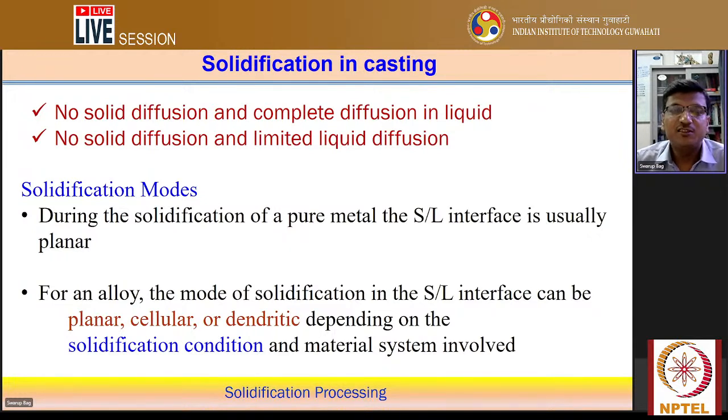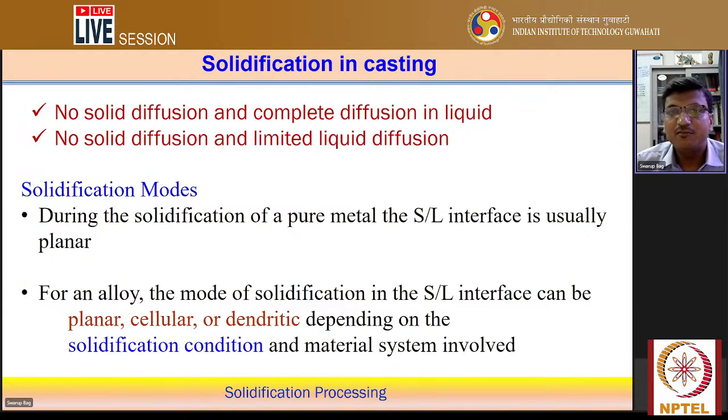And what is happening between the solidus and liquidus temperature? In the alloy system, most of the understanding associated with the solidification process applies to casting or welding processes. So in the case of casting, we're assuming no solid diffusion and complete diffusion in the liquid. In this particular case, solidification starts at the liquidus temperature and gradually moves to the solidus temperature over a range.